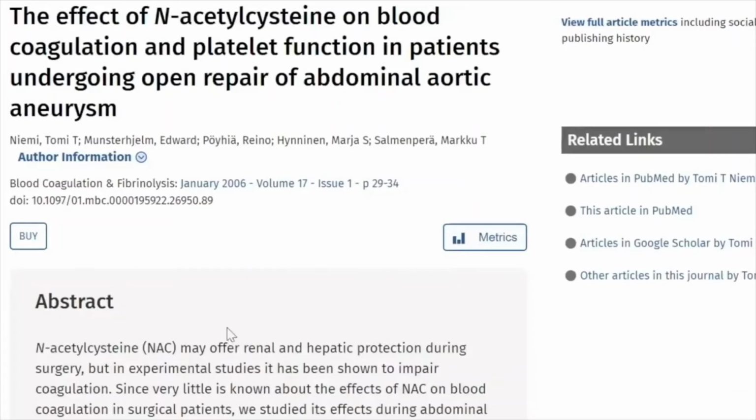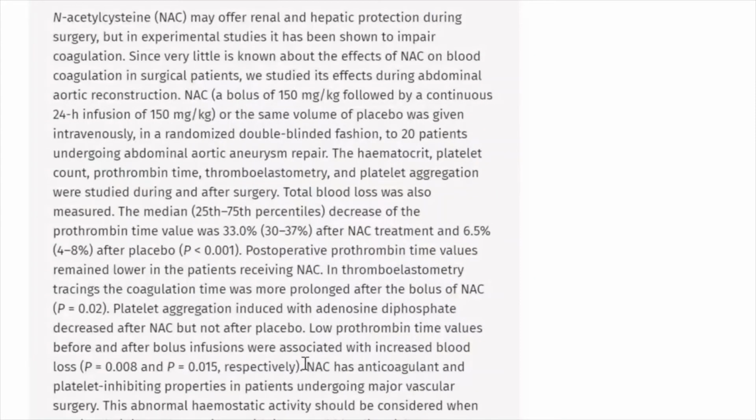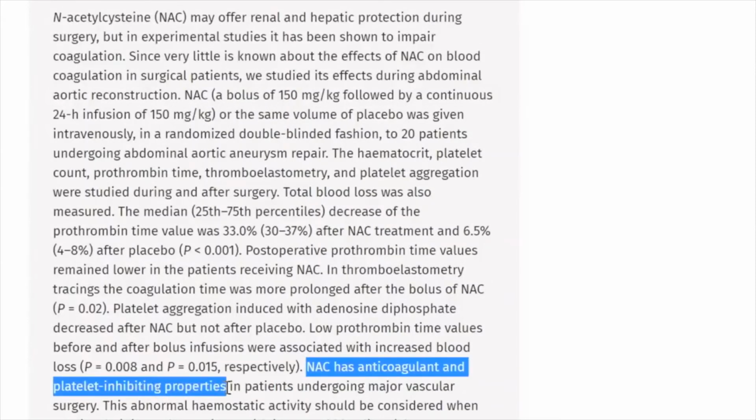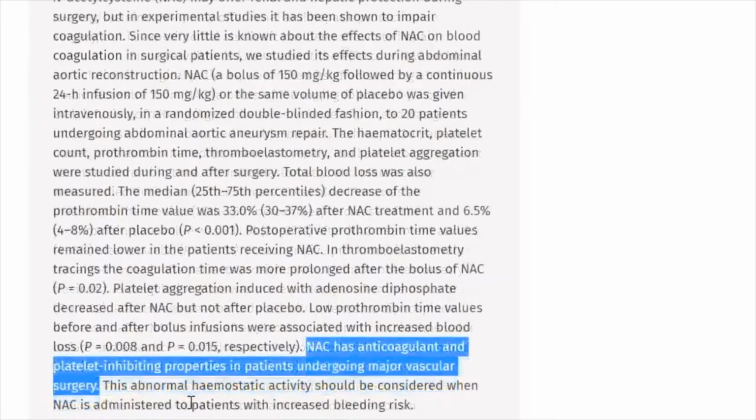This paper was published in 2006 looking at the effects of N-acetylcysteine on blood coagulation and platelet function in patients undergoing open repair of abdominal aortic aneurysm. And what they concluded was that NAC has an anticoagulant and platelet inhibiting property in patients undergoing major vascular surgery. This abnormal hemostatic activity should be considered when NAC is administered to patients with increased bleeding risk.